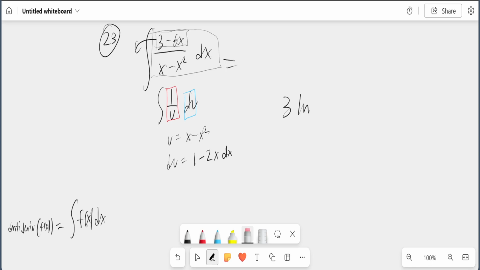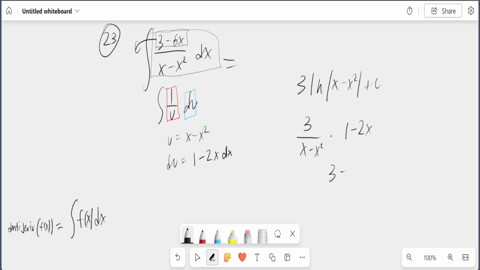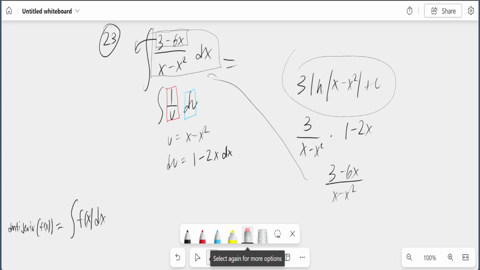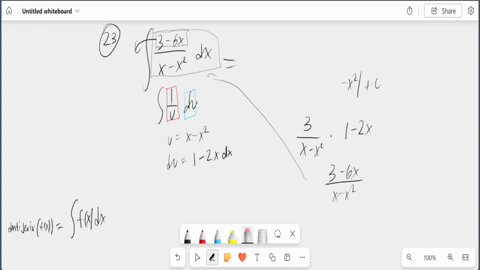Another thing you could do is always take the derivative and see if you get the same thing. So let me just do that real quick. ln of x minus x squared plus c. If we take the derivative, that's 3 over x minus x squared times 1 minus 2x, which is 3 minus 6x over x minus x squared, which is what we had. So this is correct, unless his answer is some weird manipulation of it, which I wouldn't worry about because he would give you credit for it anyways. Unless that's the case, he's probably wrong.